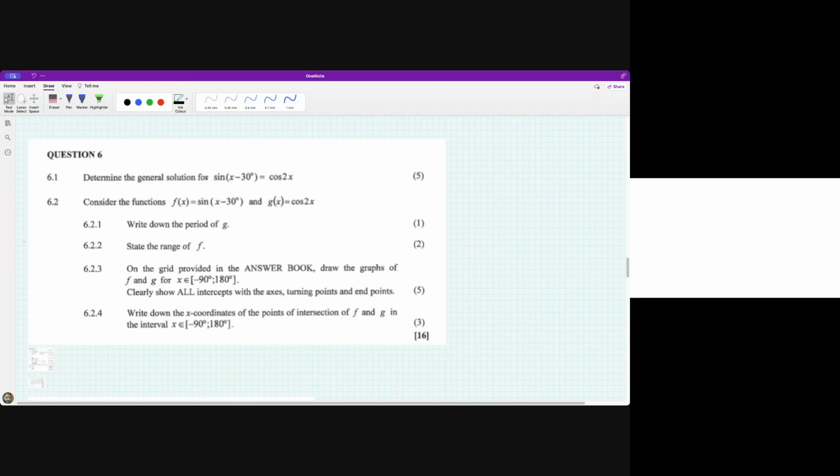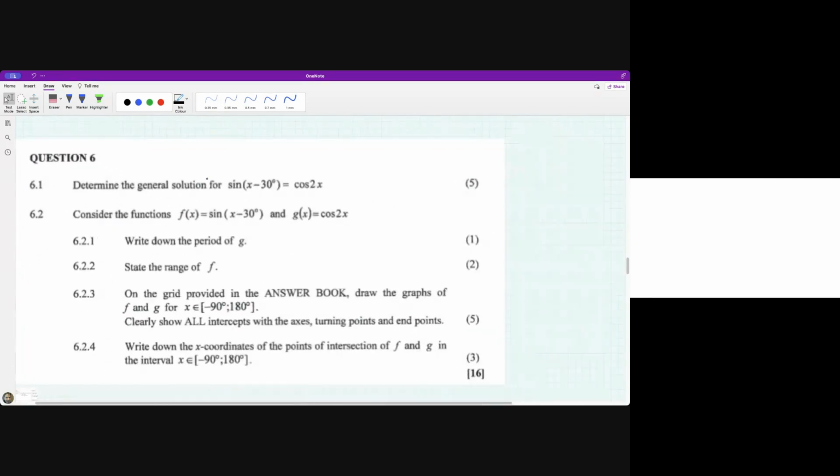All right. If we look at this as a typical question, what they've done is they've combined two types of questions. They've said here, write down the period, write down the range. You can use your calculator to help you with these questions. Then you have to draw the graph, which you can do. And then they ask about intersection points, which is basically where they meet on the graph. What I want to work on is this last one here.